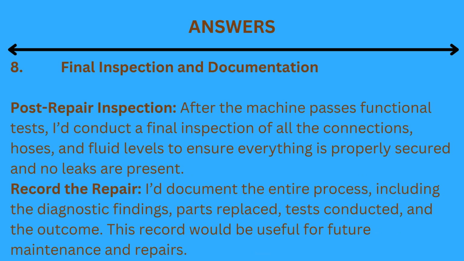8. Final inspection and documentation. Post-repair inspection. After the machine passes functional tests, I conduct a final inspection of all the connections, hoses, and fluid levels to ensure everything is properly secured and no leaks are present. Record the repair. I document the entire process, including the diagnostic findings, parts replaced, tests conducted, and the outcome. This record would be useful for future maintenance and repairs.